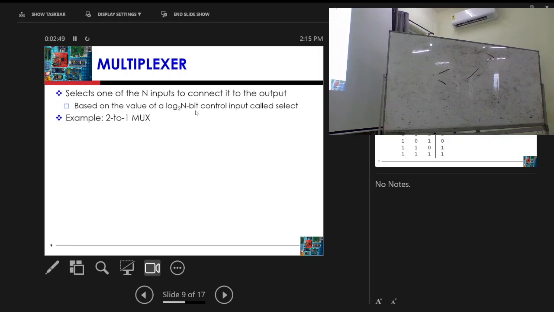So it's just the opposite of the decoder we did, right? You saw that the decoder did what? We had multiple outputs, right? And then it selects just one of the outputs, right? So here we are dealing with a multiplexer.